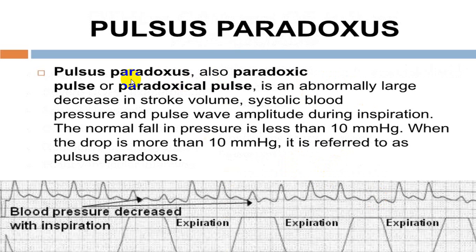So, pulsus paradoxus is also called paradoxic pulse or paradoxical pulse. It is not paradoxic, but it is an abnormal increase in stroke volume. In a normal person also, there is a little fall of stroke volume during inspiration, and during expiration there is an increase in stroke volume, but this becomes exaggerated. So the normal fall of pressure is less than 10 millimeters, and when there is a fall of more than 10 to 20 millimeters of mercury, we call that pulsus paradoxus.